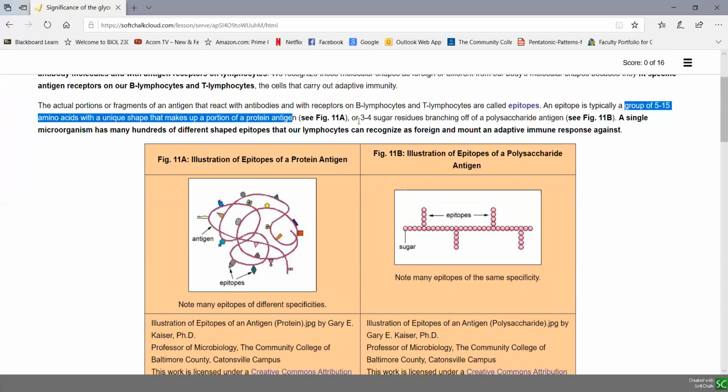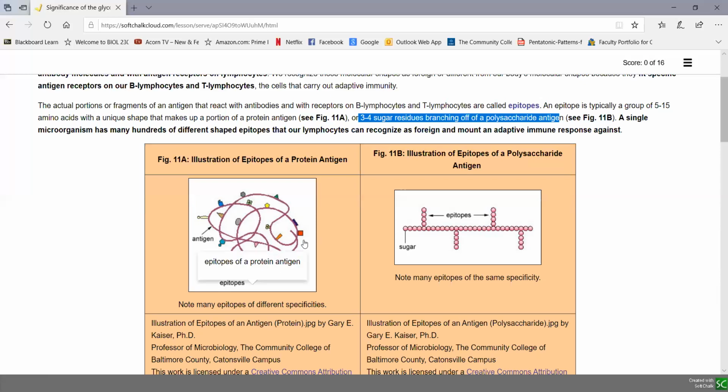Now, if that is a polysaccharide antigen, such as most bacterial capsules, then the epitope would be 3 to 4 sugar residues branching off of a polysaccharide antigen. So as we see in figure 11b, a polysaccharide may be many sugars long, but typically there's only 1 or 2 different sugars that make up that polysaccharide, with very limited shapes. So the epitopes are actually a few sugars branching off of the polysaccharide. The polysaccharide is the antigen, the sugars branching off are an epitope. Just like in figure 11a, the protein is an antigen, but these little shapes sticking out, different orders of amino acids, are epitopes.